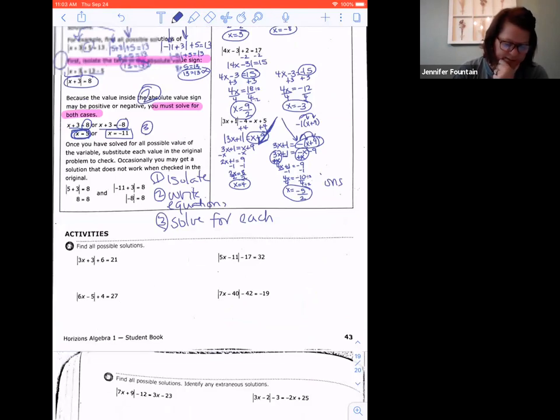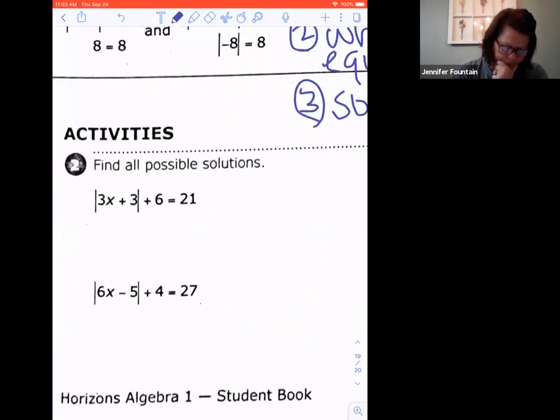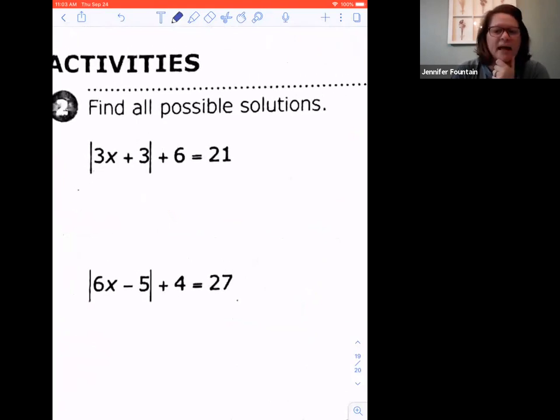Let's go ahead and do activities 2. Go ahead and work the first one in activities 2, and then we're going to go through it together. Step 1, isolate. Step 2, write equations, one positive, one negative. Step 3 is solve.